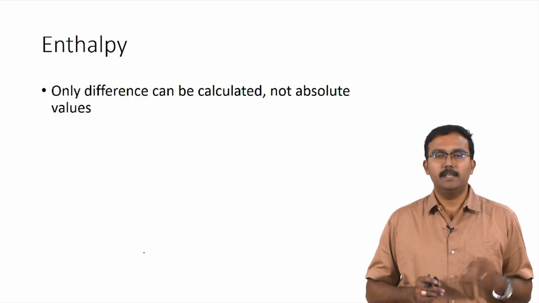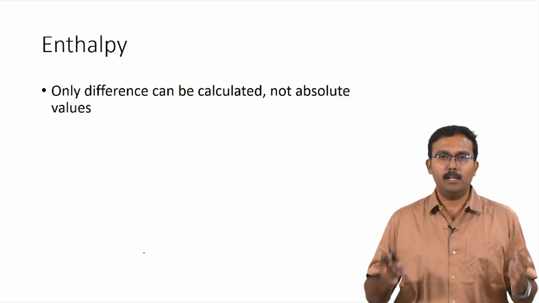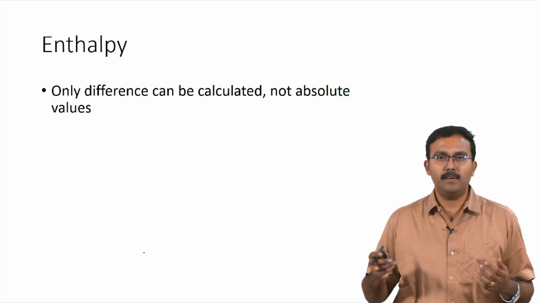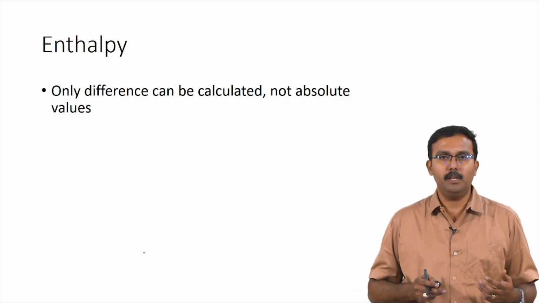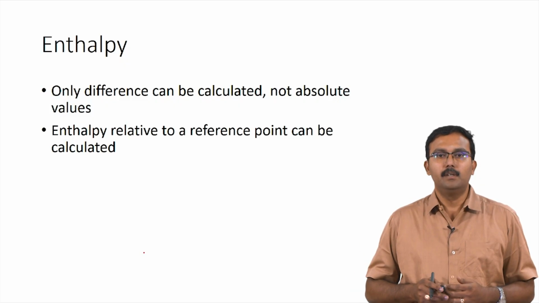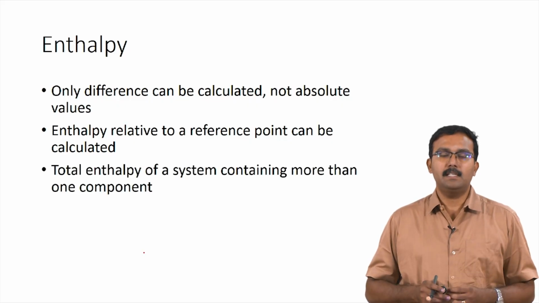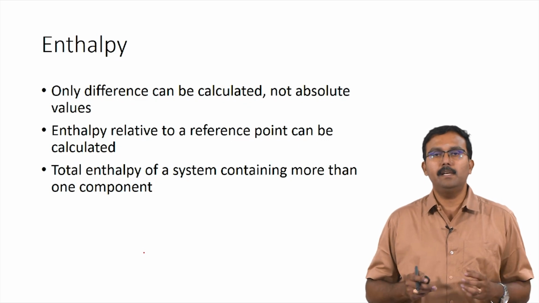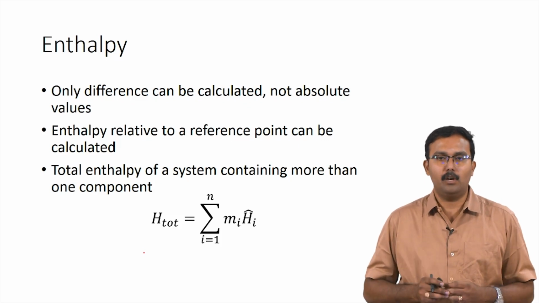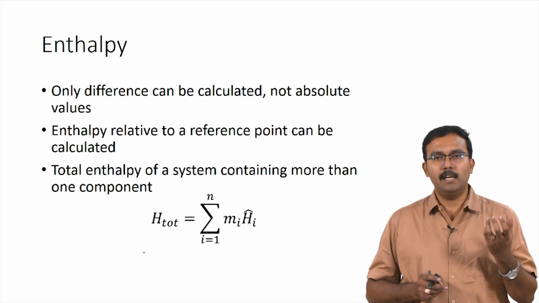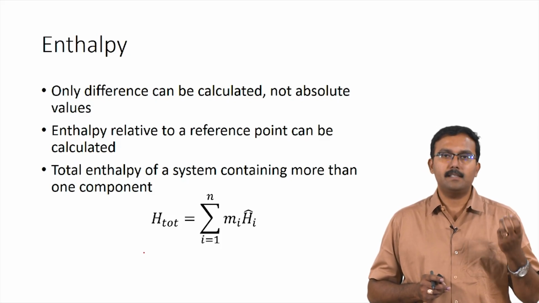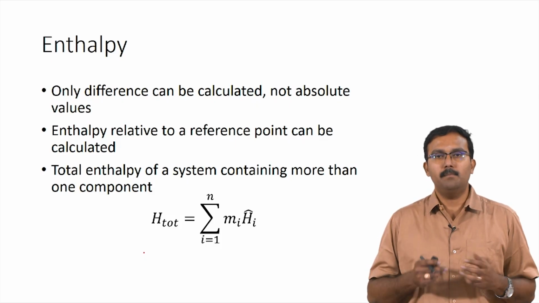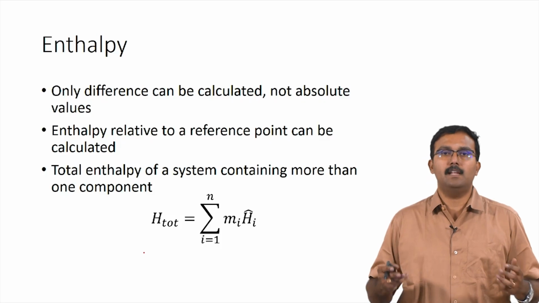When we talk about calculating enthalpy, we need to understand only differences can be calculated, not the absolute values. Just like internal energy, the values given in tables and textbooks are usually relative to a reference point, not the absolute value. You should also understand that the total enthalpy of a system which contains more than one component would be the summation of the enthalpies of the individual components. The enthalpy of an individual component can be calculated as the mass of the component times the specific enthalpy of that component, and the summation of all these enthalpies will give us the total enthalpy of the system.